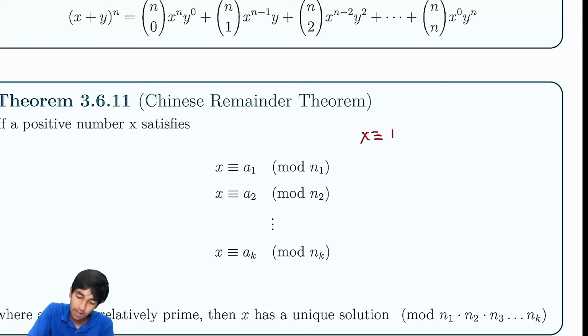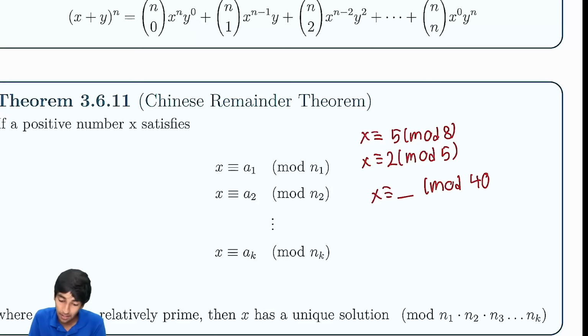For example, let's say we have x is 5 mod 8 and x is 2 mod 5. There's going to be a unique solution which we can find mod 40. And in this case, I think it will turn out to be, what? 37.